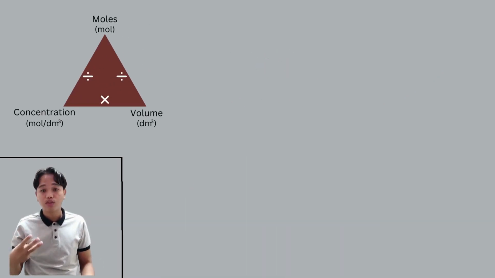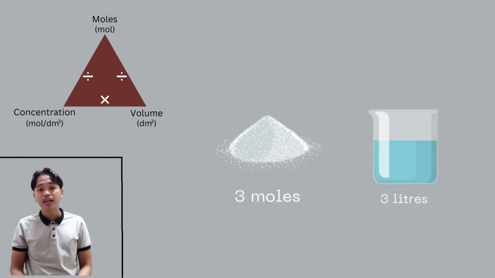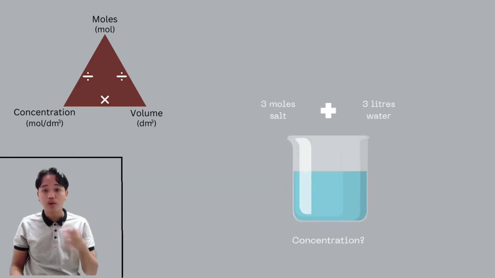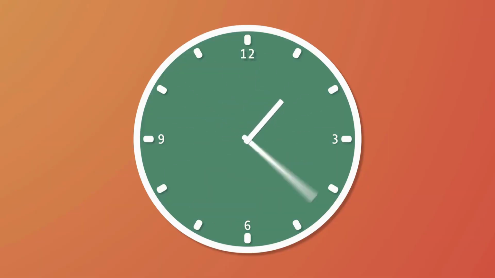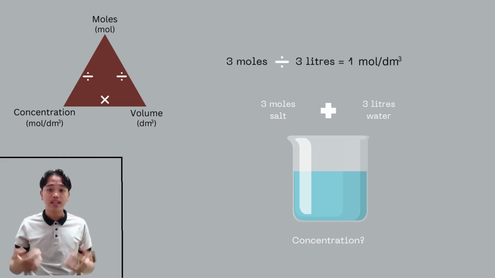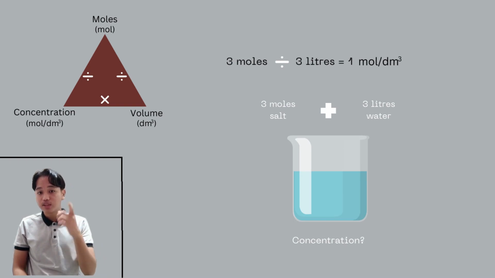You have 3 moles of salt and dissolve it in 3 liters. Use the formula triangle to calculate the concentration of the salt solution. Don't forget the unit, and try to think. 3 moles of salt divided by 3 liters of water is equal to 1 mole per decimeter cubed of salt solution. Did you get it right, and did you include your unit?